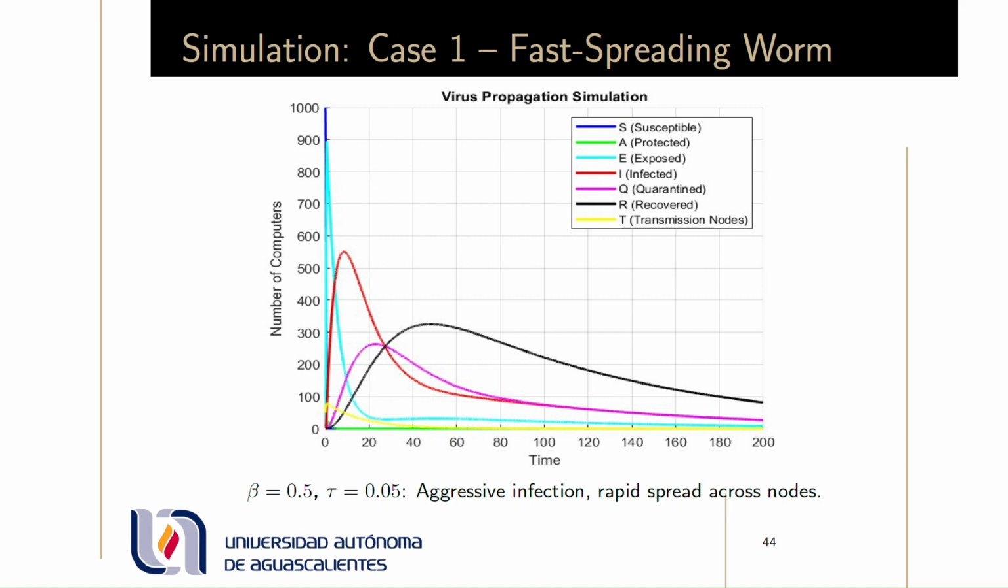In this simulation, we use beta 0.5 and tau 0.05. This represents aggressive infection with very fast spread between devices, and the simulation uses 1000 computations.